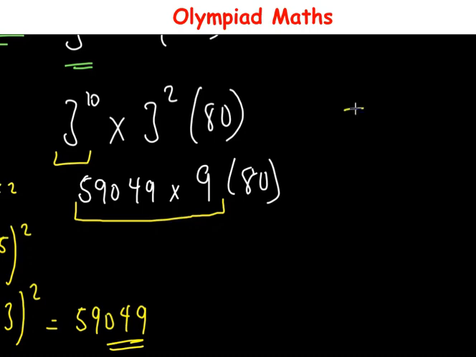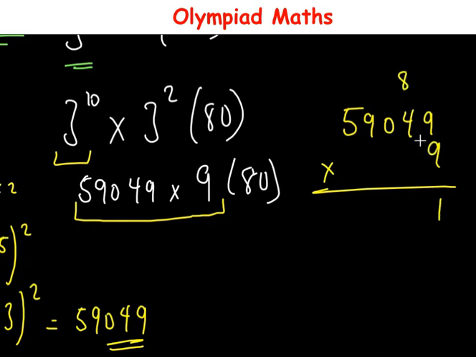So multiply 59049 times 9. 9 times 9 is 81, write down 1, carry 8. 9 times 4 is 36, plus 8 is 44, write down 4, carry 4. 9 times 0 is 0, plus 4 is 4. 9 times 9 is 81, write down 1, carry 8. 9 times 5 is 45, plus 8 is 53. So we have 531441.